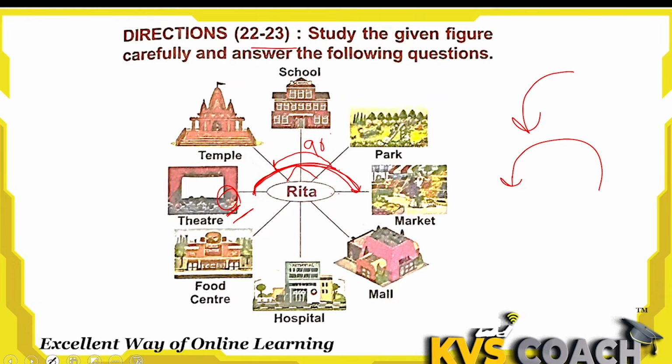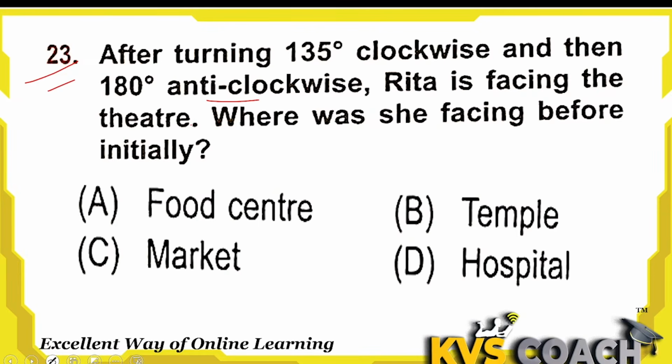So with 180-degree clockwise she will be here, and after that they were saying 135 clockwise direction. So we will take 135 anti-clockwise direction. So 135 anti-clockwise direction was this. 135 anti-clock means that she was at the temple in the initial stage. Okay, I hope you understand the question. So B is the right answer here, that initially she was at the temple.